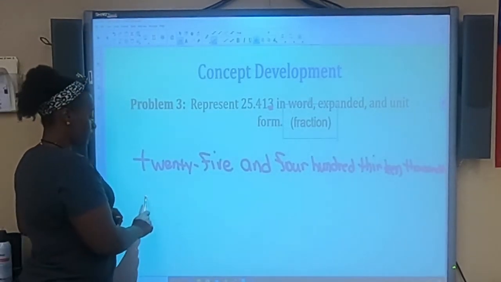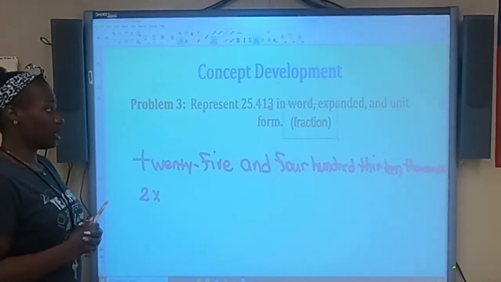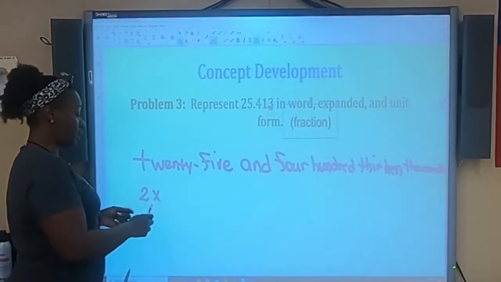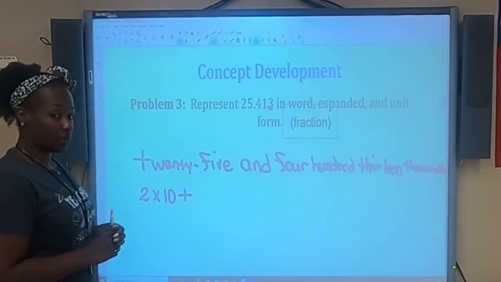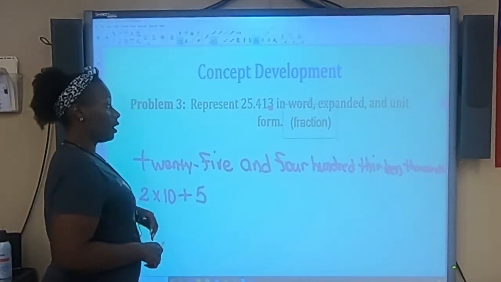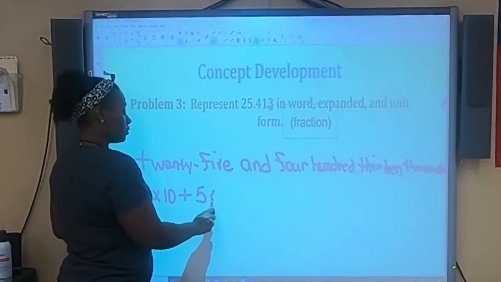So starting with the 2, I write it. And I ask myself, what place value is the 2 in? It's in the tens place. So I need 2 times 10, plus my next digit, which is 5. What place value is the 5 in? The ones place. So I do times 1.